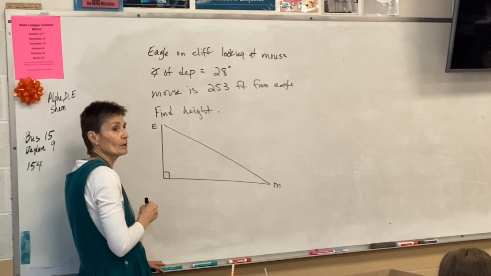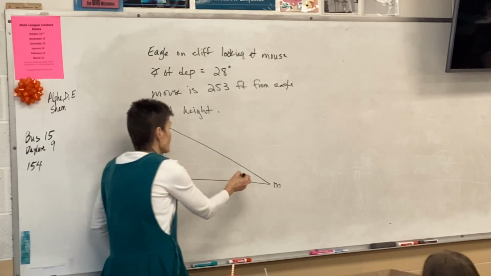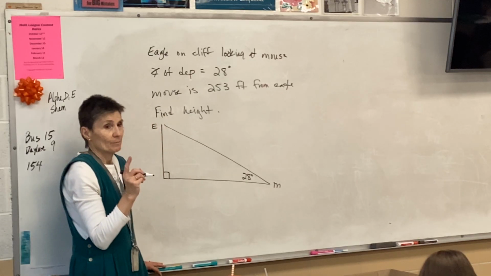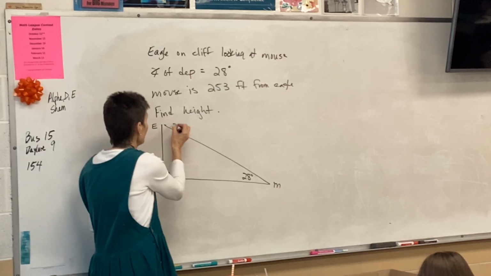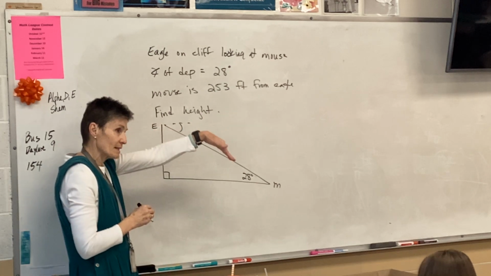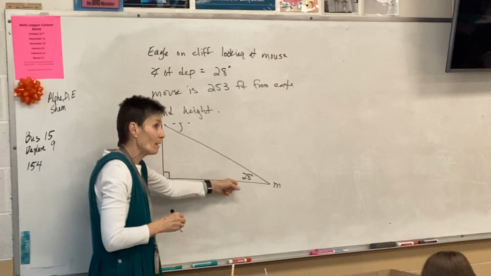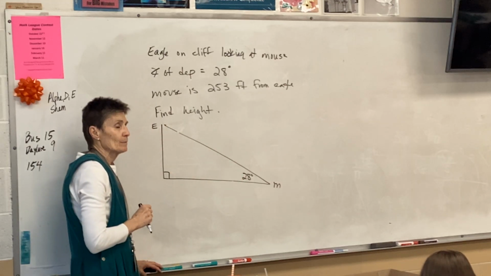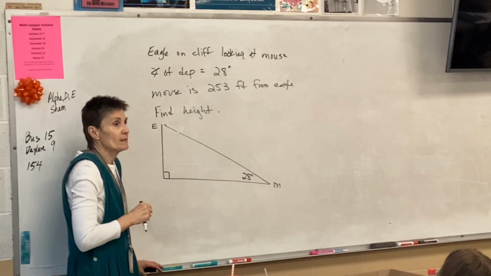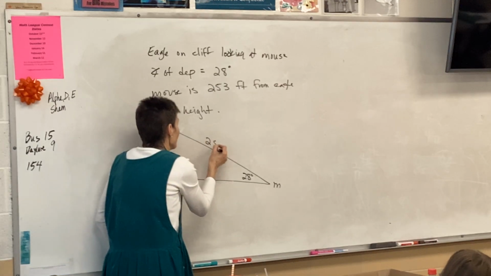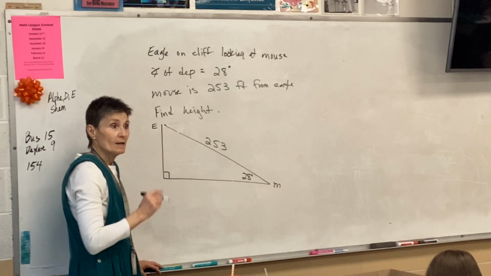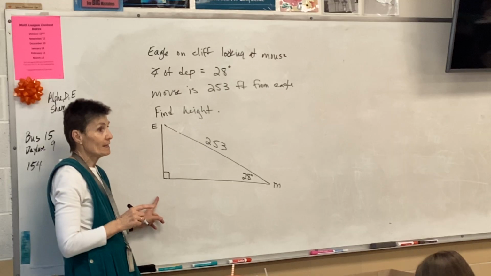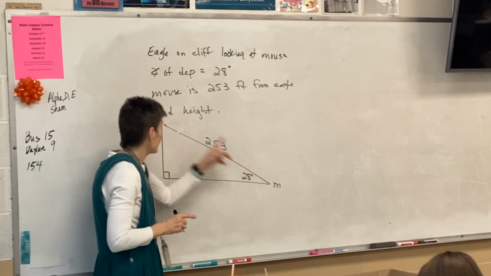Where does the angle go? Always, right? Always. Very technically, the angle goes right here, because that would be his angle of depression. But that angle will always match this one, so we're just always going to put it right there. Where does the 253 go? Hypotenuse. Eagle to mouse, not mouse to cliff. Mouse to cliff would be here. Mouse to eagle is here.